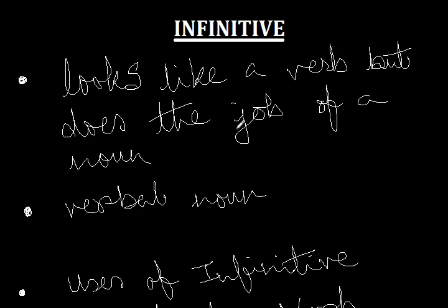As we have already learned in our previous lesson, an infinitive is a non-finite verb that looks like a verb but does the job of a noun. An infinitive is actually a verbal noun. It is mostly preceded with "to", and the verb in an infinitive is in its simple present form. Now, what are the different uses of infinitive?